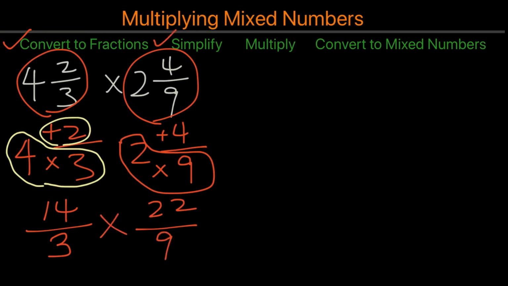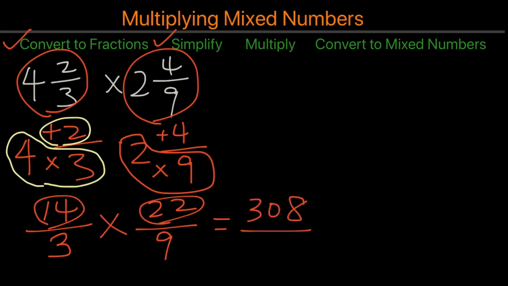So when we're multiplying the two fractions, we want to see if any of the numbers can be simplified before we multiply. Now from this example, we don't see any that can be simplified. So therefore, we're just going to multiply the numerator by numerator and the denominator by denominator. So we'll have 14 times 22, and that gives us 308. And then the denominator of 3 times 9 is 27.